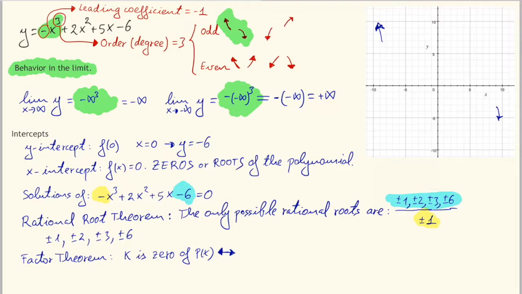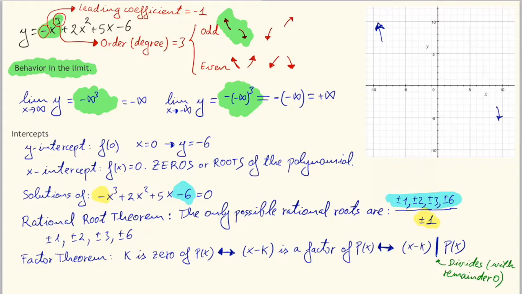Now, what you can do to try one of them, and to try them one by one, is just plugging them in the equation. That's to say, replacing the x with the root. Or alternatively, and this last option is usually considered easier, you can use what we call the factor theorem. This theorem says that k is a zero of this polynomial p of x if and only if x minus k is a factor of the polynomial. Usually we express it this way. We say if and only if x minus k divides the polynomial.